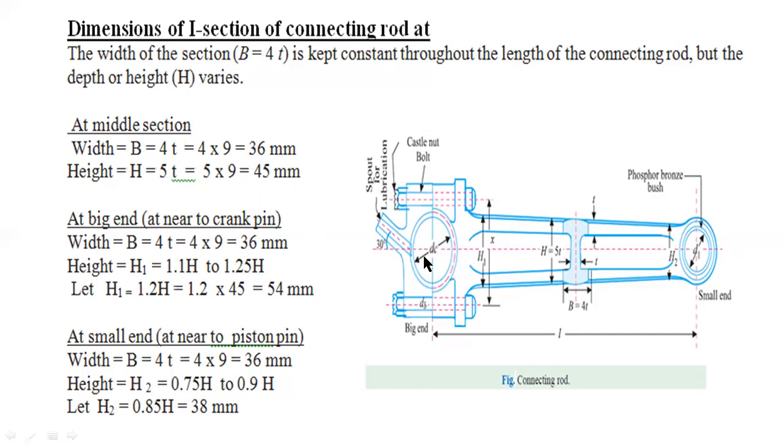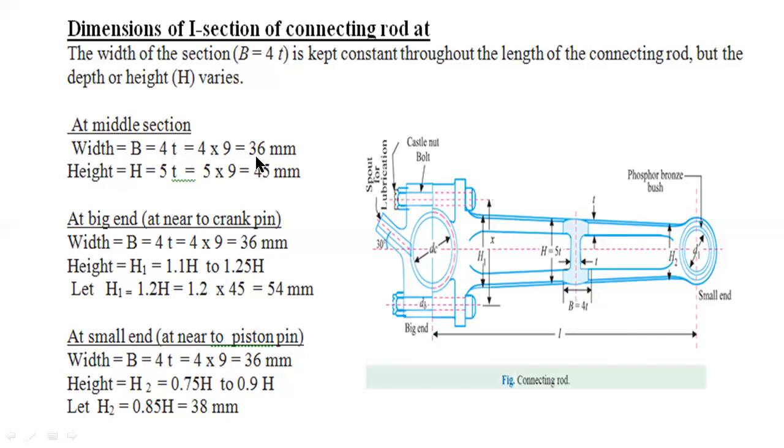So Dc is the diameter of the crank pin, and D1 is the diameter of the piston pin. Okay, so here at the middle of the connecting rod, that means the distance between two centers, that is the distance between big end and small end, is the length of the connecting rod. At the middle of the connecting rod, the cross section is I cross section. Those dimensions are 4t and 5t. Already we found those values. Okay, so at middle section width b equal to 4t, that is equal to 4 into 9. Here the t value is obtained from the previous step.